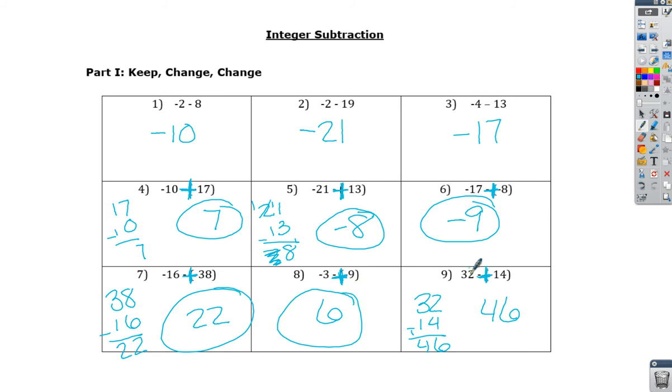So we have 32 minus -14. When we're subtracting a negative number, it's just like adding a positive. So we have 32 plus 14. Now our signs are the same, so we'll add and keep the sign. 32 plus 14 equals 46, so our answer is 46.